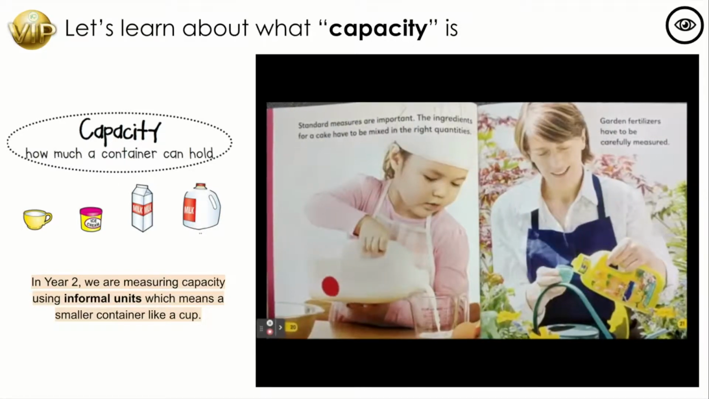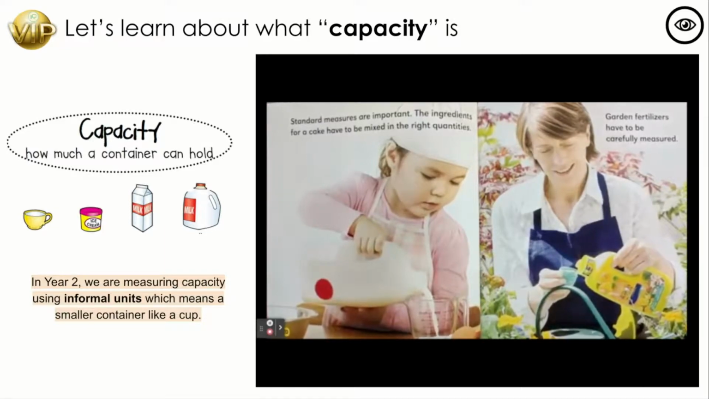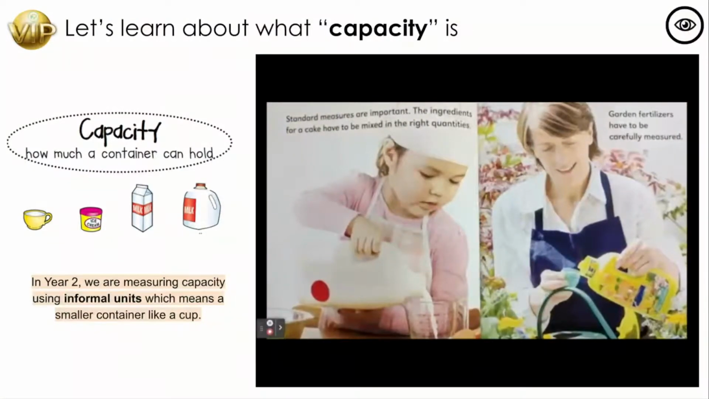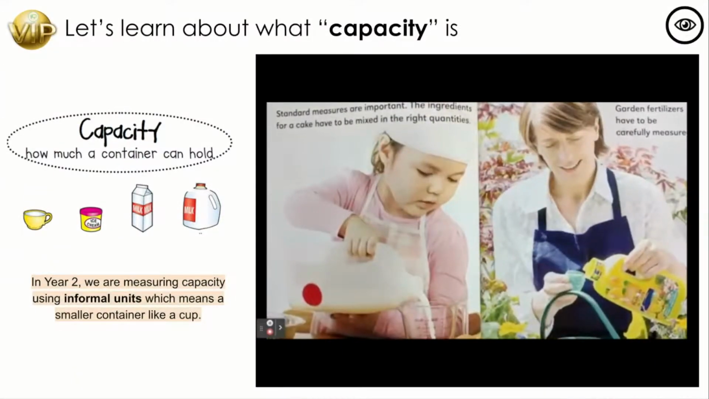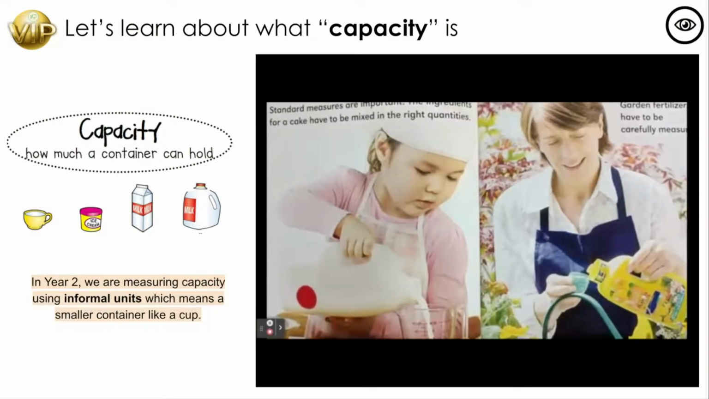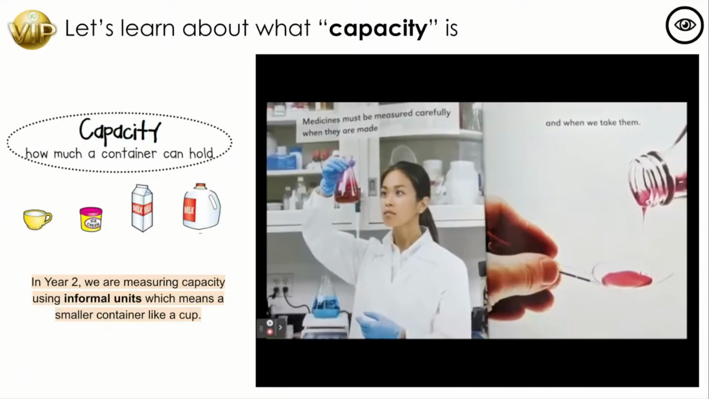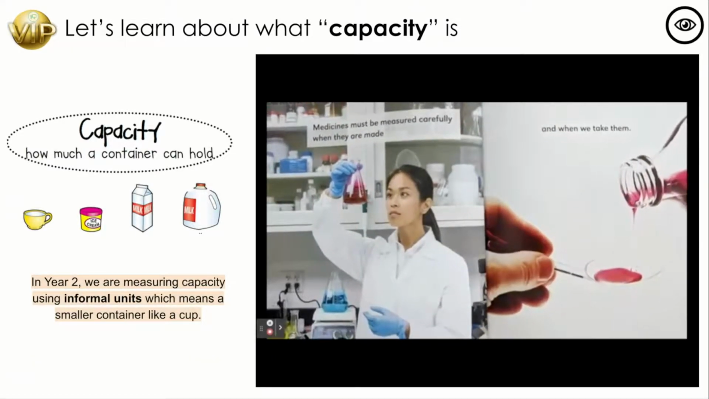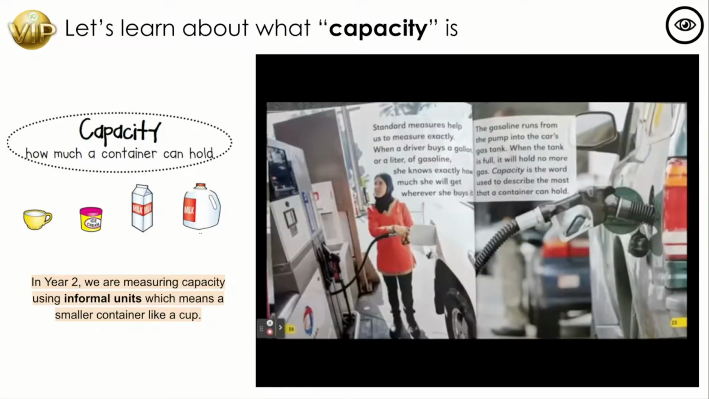Standard measurements, which means those measurements you see on measuring cups, like litres and millilitres, or on measuring spoons, are important. The ingredients for a cake have to be mixed in the right quantities, the right amounts. Garden fertilizers have to be carefully measured as well. Even the amount of medicines that we take must be measured carefully when they are made and when we take them. Standard measures help us to measure exactly.